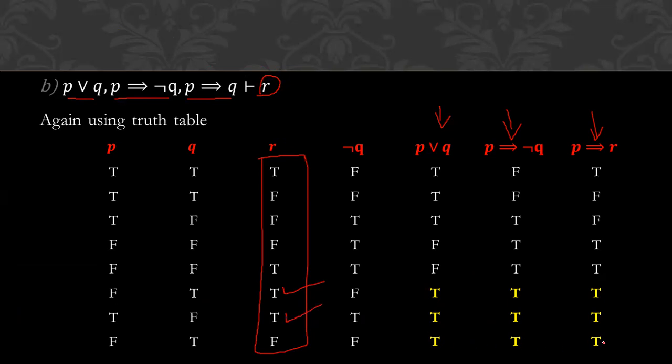But if we see the last critical row, which is the last row of this truth table, even though all the three premises are true at the same time, the conclusion, simply R here, is false. So this will be a sufficient condition for this argument not to be valid, or simply invalid. Therefore, this argument is not valid, or generally invalid.